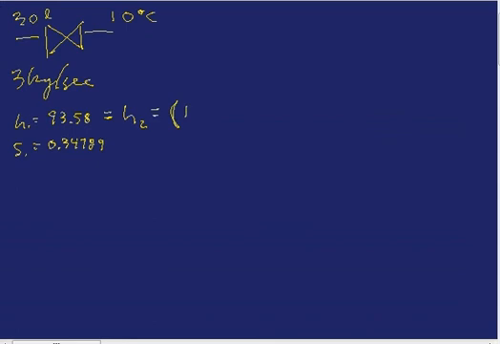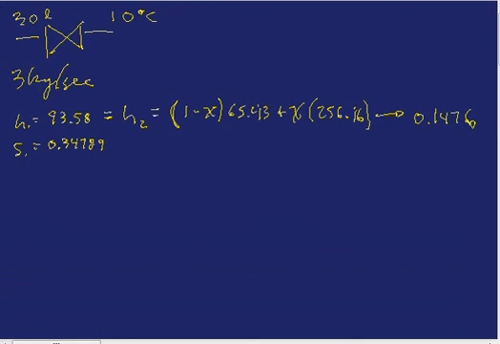So that would be H2 is (1 minus X) times Hf, and Hf was 65.43, plus X times Hg, and Hg was 256.16. Solving for X coming out of the valve, we have X equals 0.1476, or 14.76% vapor coming out of the valve.